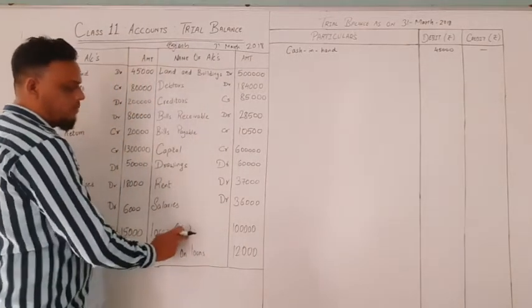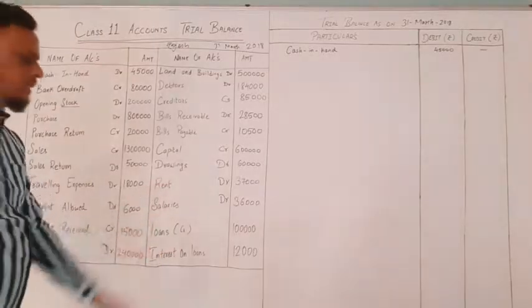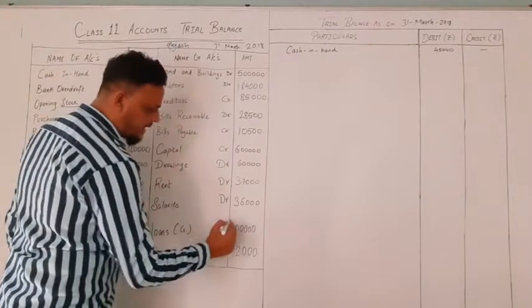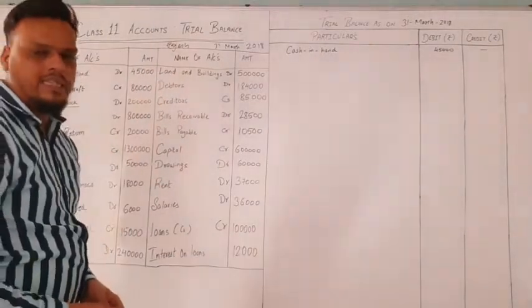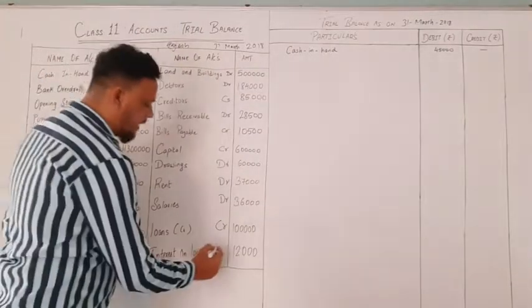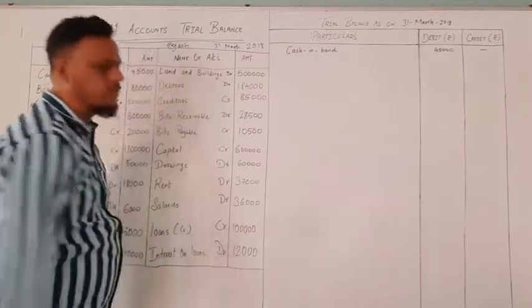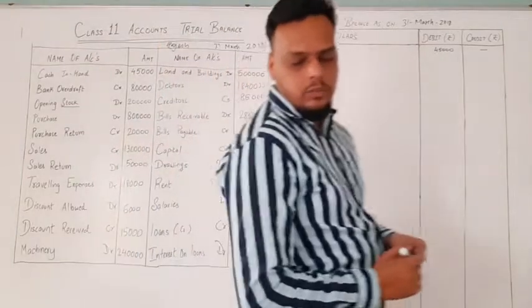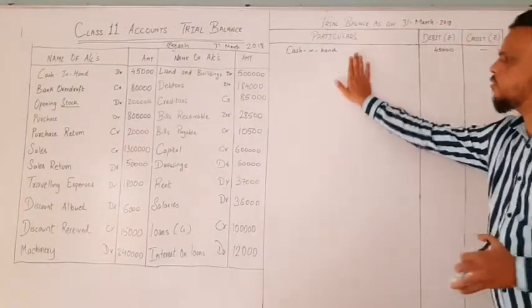But loans, as it is itself said, is credit. That's why it is considered as a credit balance. Now in the last, interest on loan is a debit balance. So this much has to be written in the trial balance.